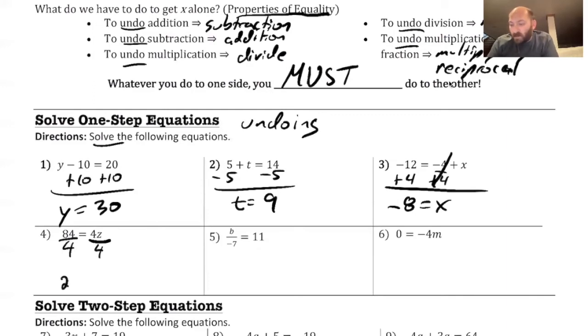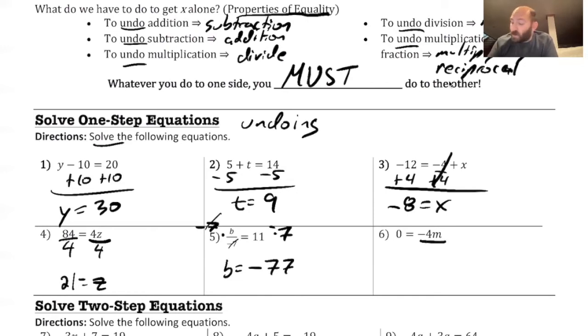That'll be 21. Okay. For 5, now we're showing division here. B is being divided by -7. So if I want to undo that, I'm going to multiply both sides by 7. Sorry, I forgot it was the -7. So we're going to multiply both sides by -7. That will cancel this out. So B comes out to -7 times 11. So that's -77.